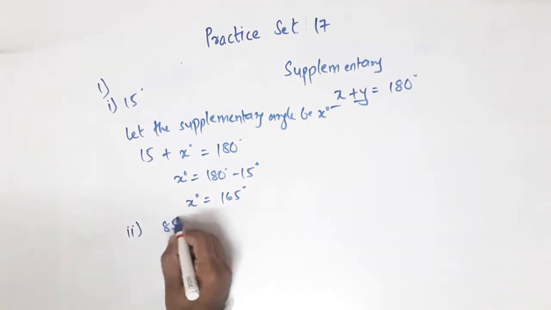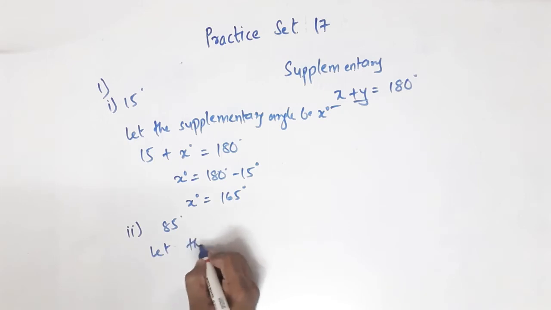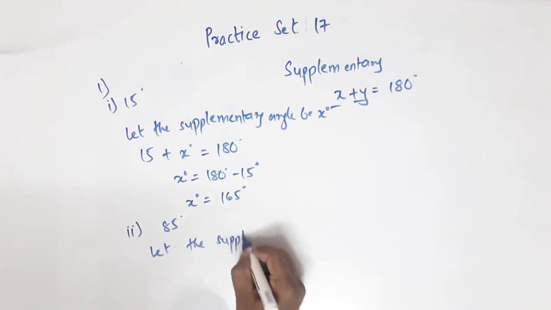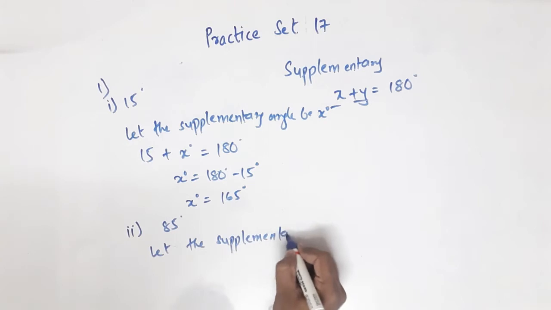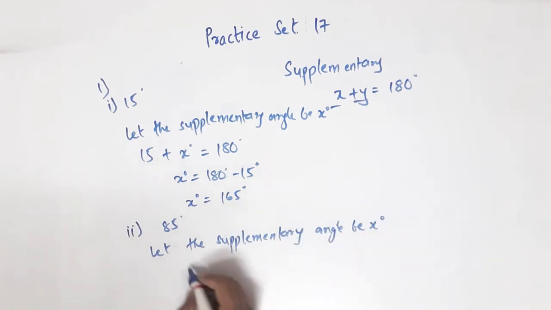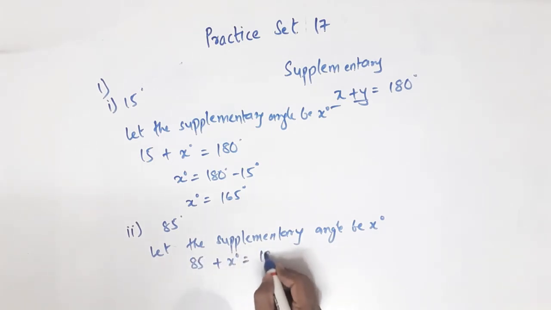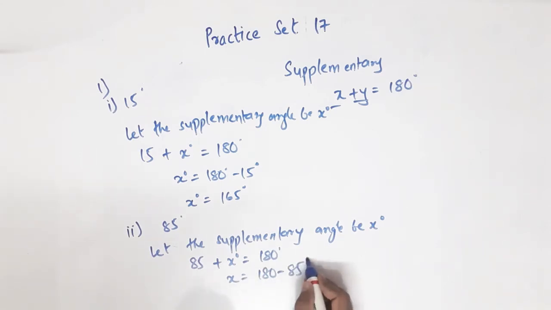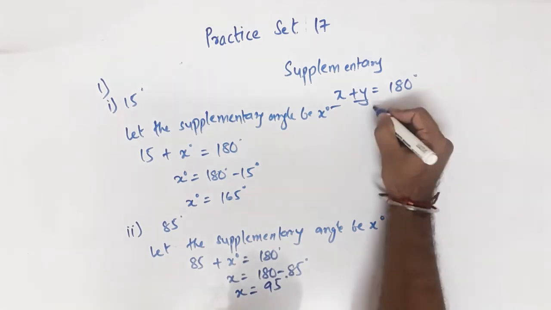Second one is 85 degrees. Again the same steps. Let the supplementary angle be x degrees. So 85 plus x equals 180. x is equal to 180 minus 85. Okay, so what is 180 minus 85? 180 minus 85 is 95 degrees. So this is your final answer. Let us move on to the third one.